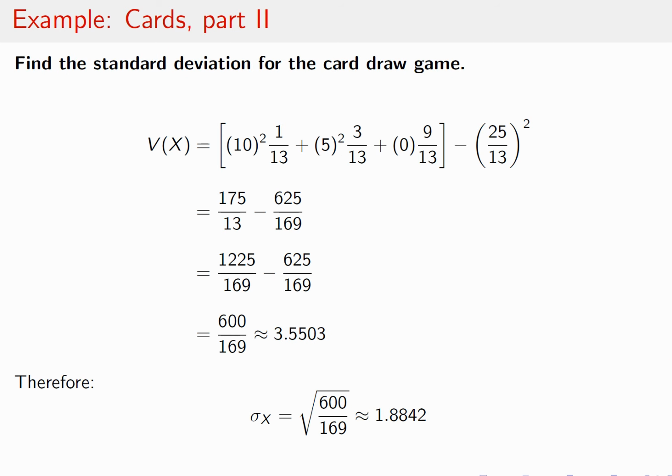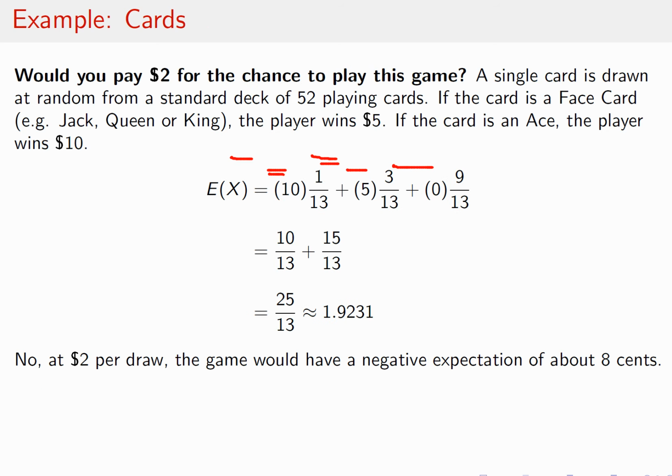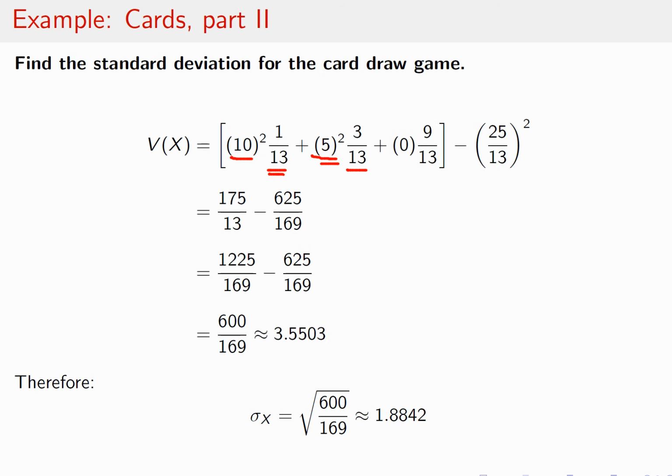And then the standard deviation, notice what we do. We take the $10 outcome and square it, same probability as before. We take the $5 outcome and square it with the same probability as before. $0 squared is still $0. And notice that we're subtracting out the 25/13 squared. The 25/13, if you jump back one slide, is the correct value for the expected value. So it's 25/13 squared to go in our formula.